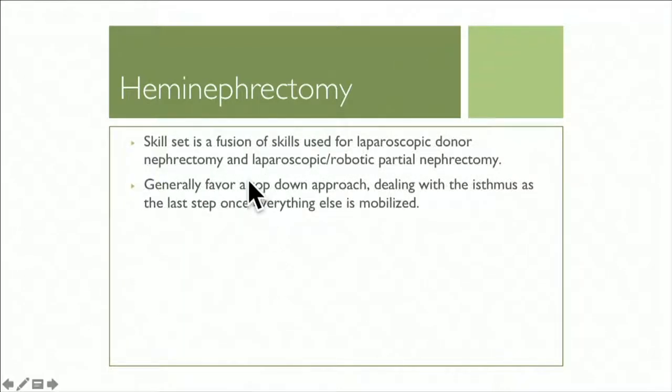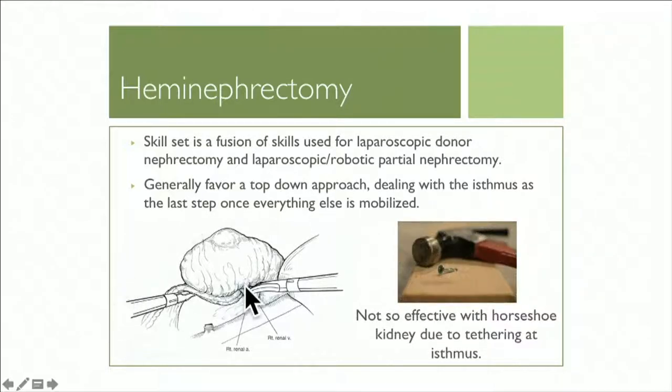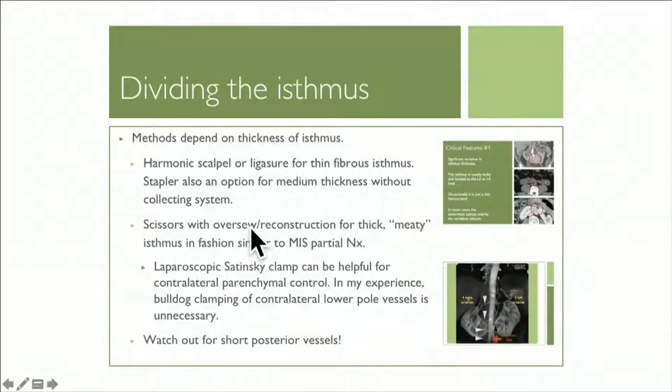It's a little bit of a fusion skill set between donor nephrectomy skills and robotic or laparoscopic partial nephrectomy skills, because this idea of just crawling up the great vessels under the ureter that we are taught for doing laparoscopic nephrectomy often isn't feasible in the horseshoe kidney, and we have to go from a top-down approach, which is more common in the donor nephrectomy setting.